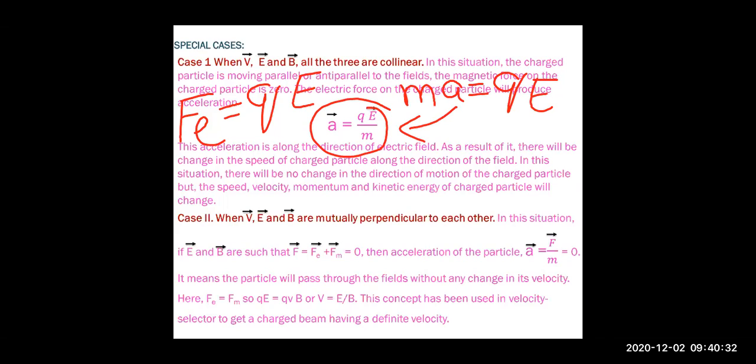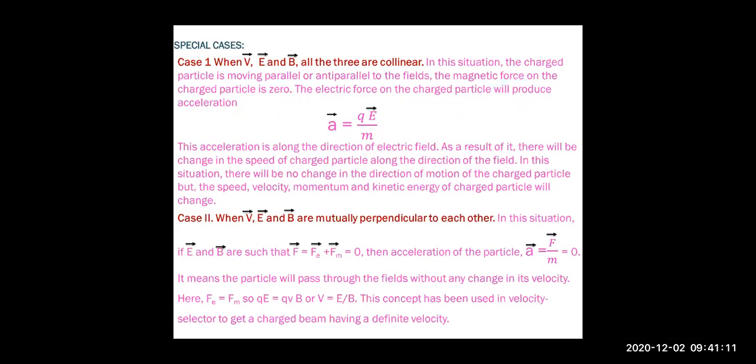So when vector V, vector E and vector B are parallel or anti-parallel, the magnetic force will be 0, but the electric force will be there, and from this electric force we can get the acceleration. Because of this force, what change will come in the velocity of the charged particle, how fast will its velocity become, because it is in an external electric and magnetic field. Magnetic force is 0. So because of this electric force, the charged particle will get accelerated. Its velocity will increase by this much, right?